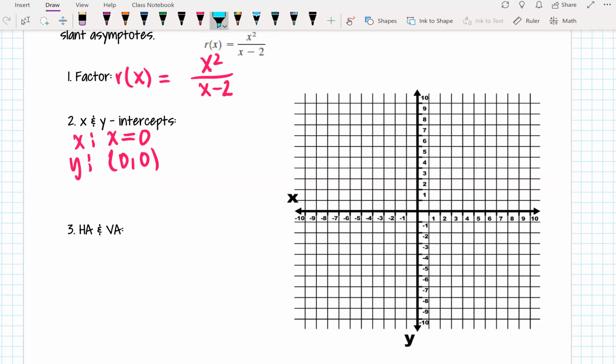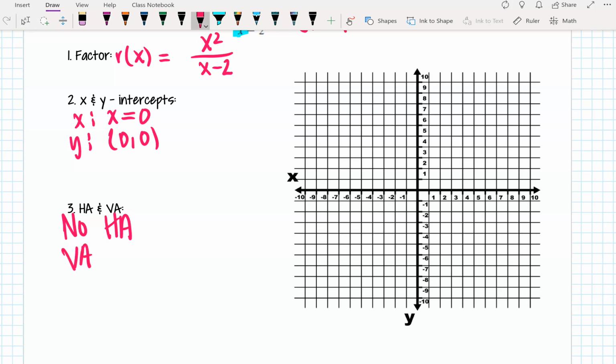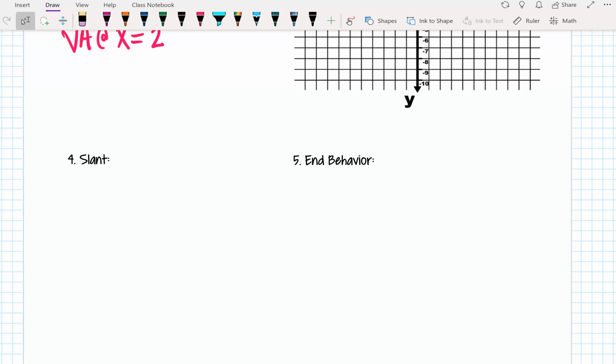Here, for horizontal asymptote and vertical asymptote, the numerator is bigger, so there is no horizontal asymptote because we do have a slant. We have a vertical asymptote at x equals 2 because that's what's not canceled in the bottom right there. Then to find our slant, we're going to take x minus 2, get it by itself, so you have x equals 2.